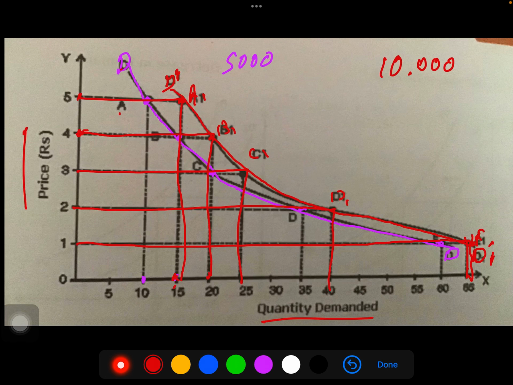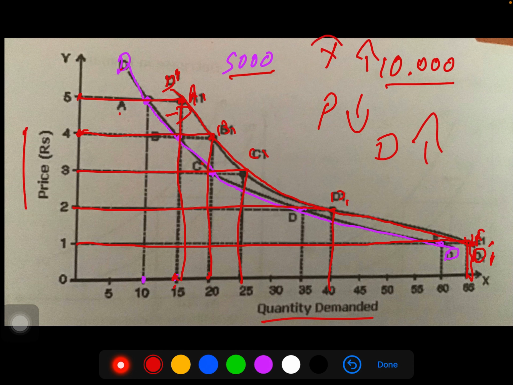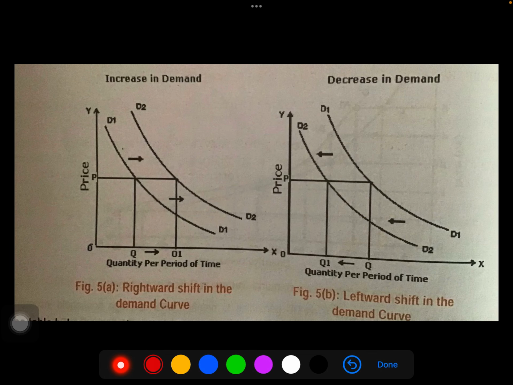So now you can see this is shifting towards the right side. When price is decreasing, income is increasing and demand is increasing. There are 3 variables: the income of the consumer, price and demand. When I consider all 3 things, we have upward movement and downward movement also. At the same time, we have a shift in the demand curve also. So that we can see very clearly with the help of this diagram again.